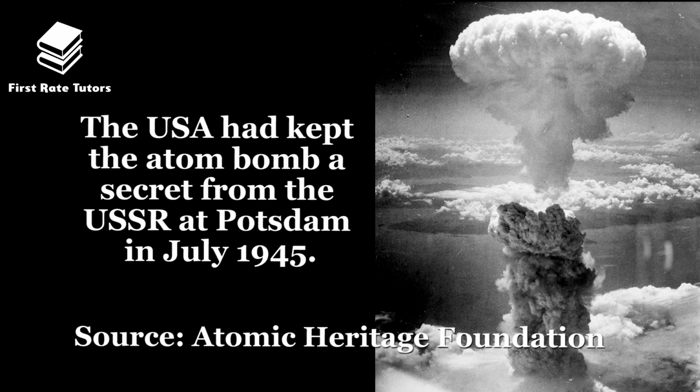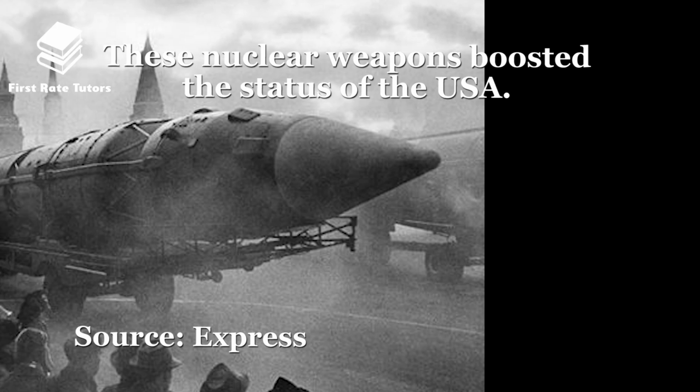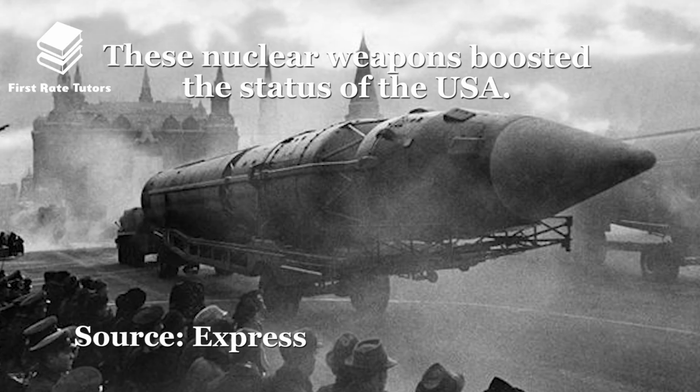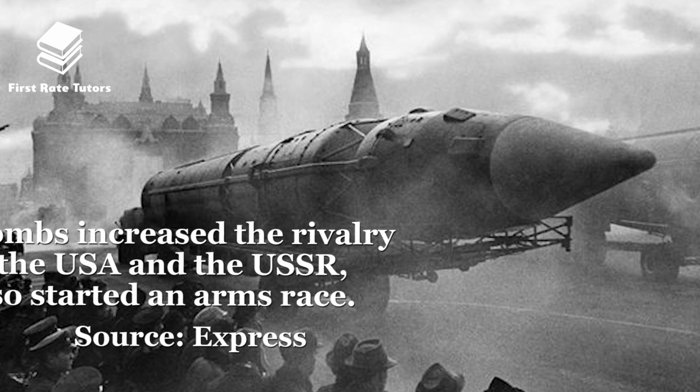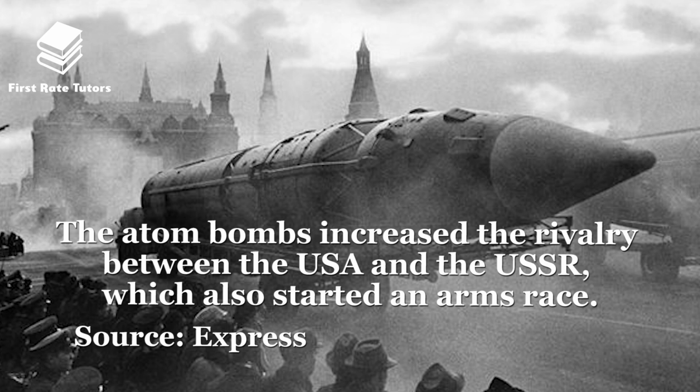The USA had kept the exact nature of the atom bomb a secret from the USSR at Potsdam in July 1945, although of course Stalin's spies had passed on many details. These nuclear weapons boosted the status of the USA, and for 4 years it was the world's only nuclear power. Stalin saw the development of the atom bomb as an attempt to intimidate the USSR and was angry that the USA had managed to surpass Soviet technology. The atom bombs increased the rivalries between the USA and the USSR, and so the USSR sped the development of its own atomic bomb, starting an arms race between the two countries.